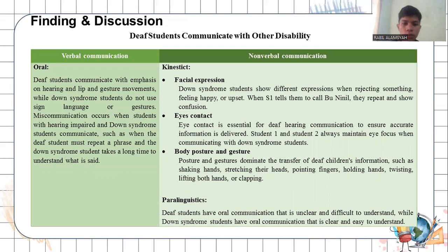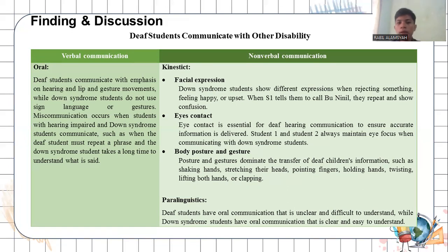The deaf students communicate with emphasis on hearing and lip and gesture movement, while the Down syndrome students don't use sign language or gesture. Miscommunication occurs when students with hearing impairment and Down syndrome students communicate, such as when the deaf students must repeat a phrase and the Down syndrome students take a long time to understand what is said. Now, let's look at the nonverbal communication between them.